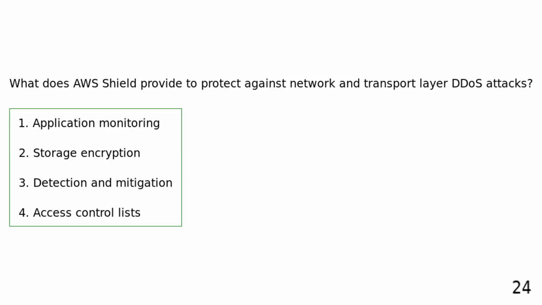What does AWS Shield provide to protect against network and transport layer DDoS attacks? Application monitoring. Storage encryption. Detection and mitigation. Access control lists. AWS Shield provides detection and mitigation capabilities to protect against network and transport layer DDoS attacks.